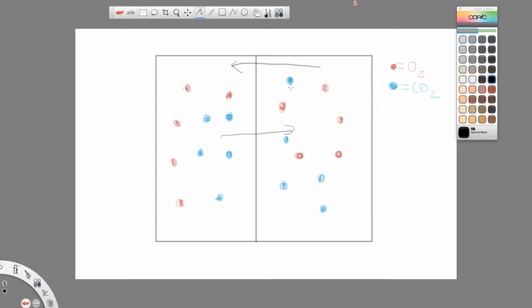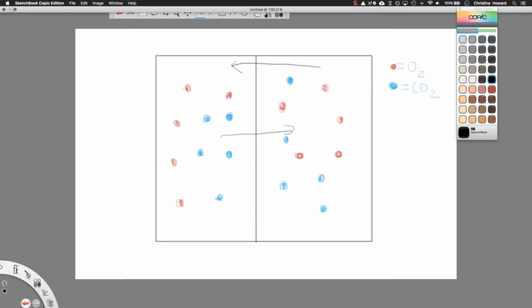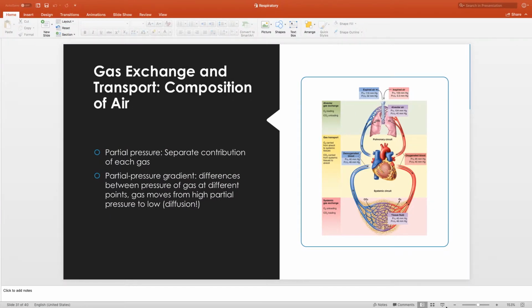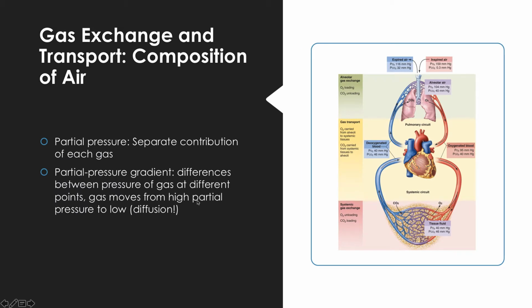So if we count our total gas particles, 1, 2, 3, 4, 5, 6, 7, 8, 9, 10. And again over here, 1, 2, 3, 4, 5, 6, 7, 8, 9, 10. So that's how gas diffusion with mixed gases with differing partial pressures across a membrane works. So we're going to look at what just happened in this drawing at the level of the cell. So let's go back to the PowerPoint. And back we are. Okay, so that's what we mean by partial pressure gradients.